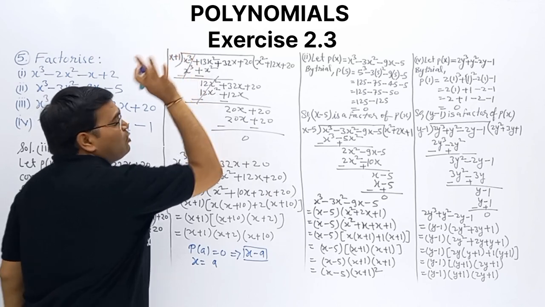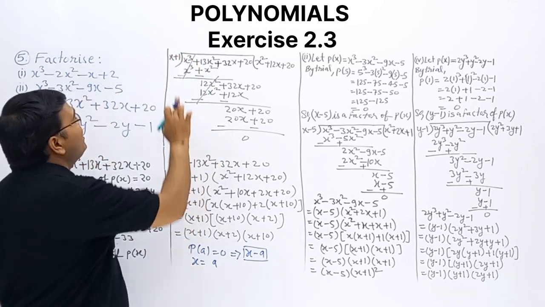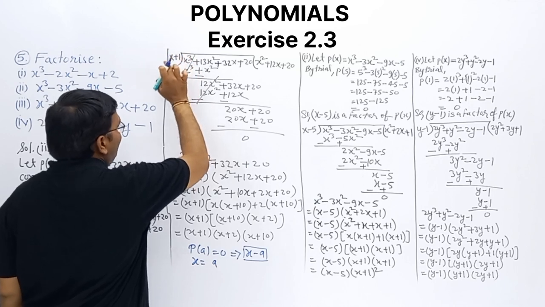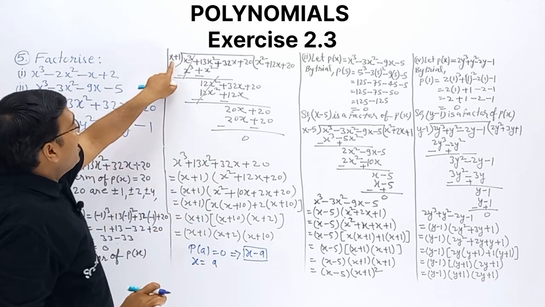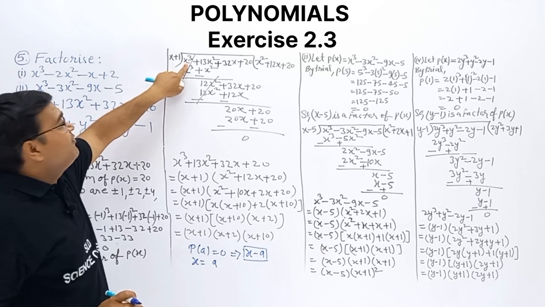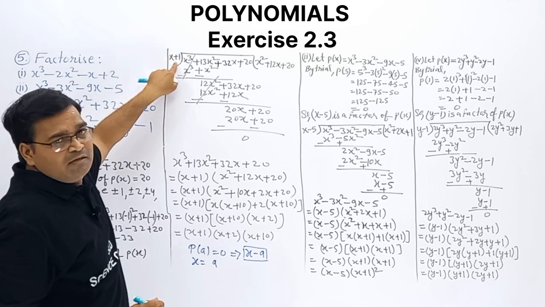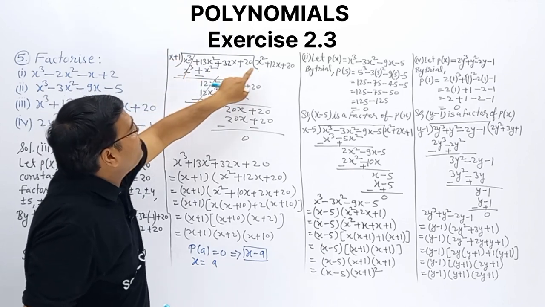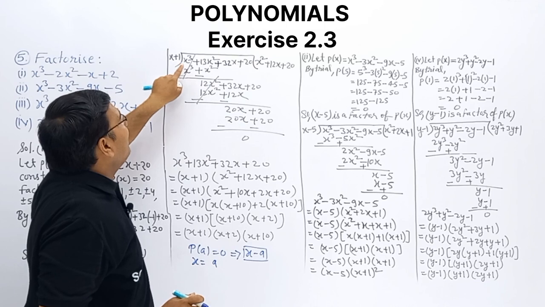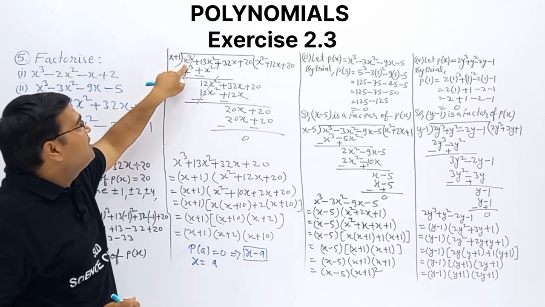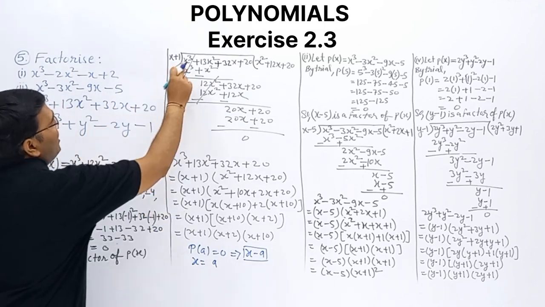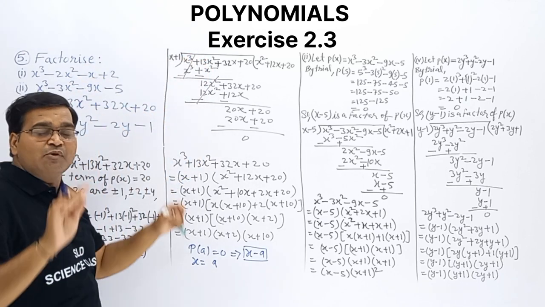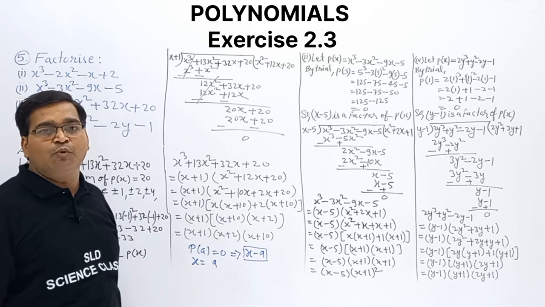We want x cube. How are we getting x cube there? Once we multiply this by x square, then x plus 1 is multiplied by x square, and we are getting the first term x cube. What I am saying is, we want x cube in this place. How will we get x cube?